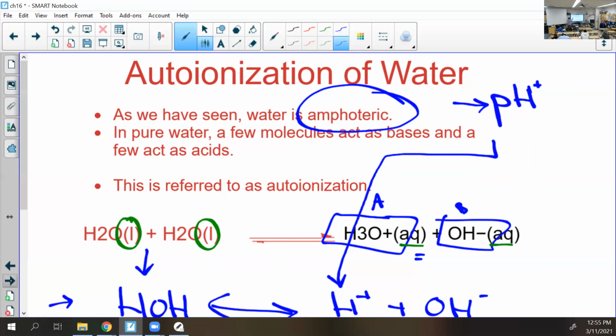So in pure water, a few molecules act as bases and a few act as acids. And that makes sense. It turns out they're going to be the same value. If I have just as many acting like an acid, I will have just as many acting like a base. If they're equal, I don't really have either one, right? They cancel each other out. So we have something that's neutral.